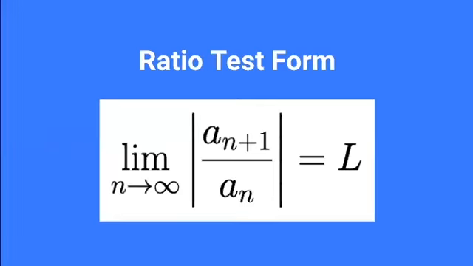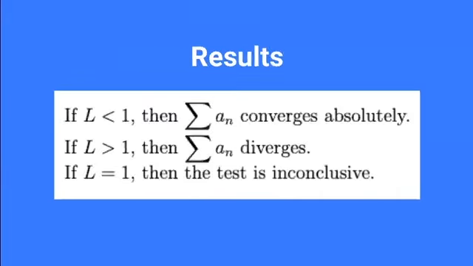Now let's review what we learned. To perform a ratio test, we will take the limit as n approaches infinity of the absolute value of the a sub n plus 1 term divided by the a sub n term. Evaluating this limit will give us the value L. From this L value, we can determine the behavior of the infinite series. If L is less than 1, then the series will be absolutely convergent. If L is greater than 1, then the series will diverge. If L is equal to 1, then the ratio test is inconclusive and a different test will need to be performed.